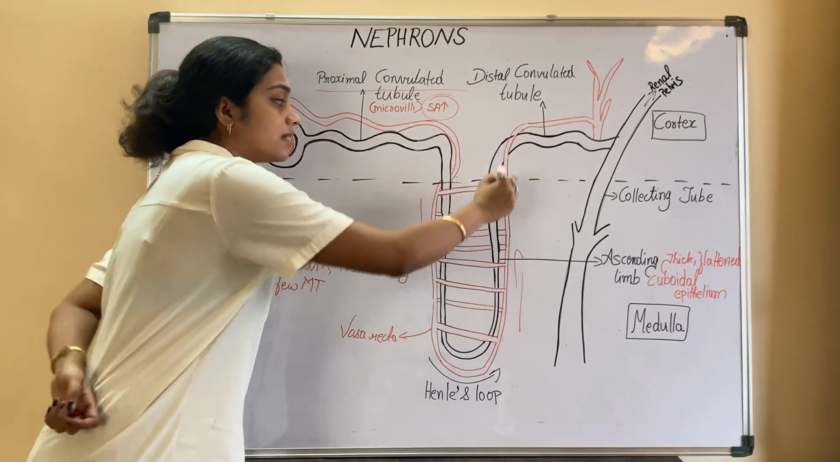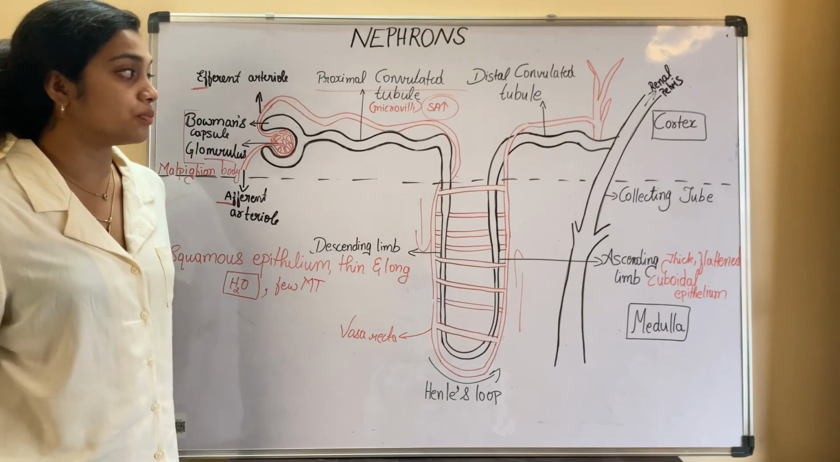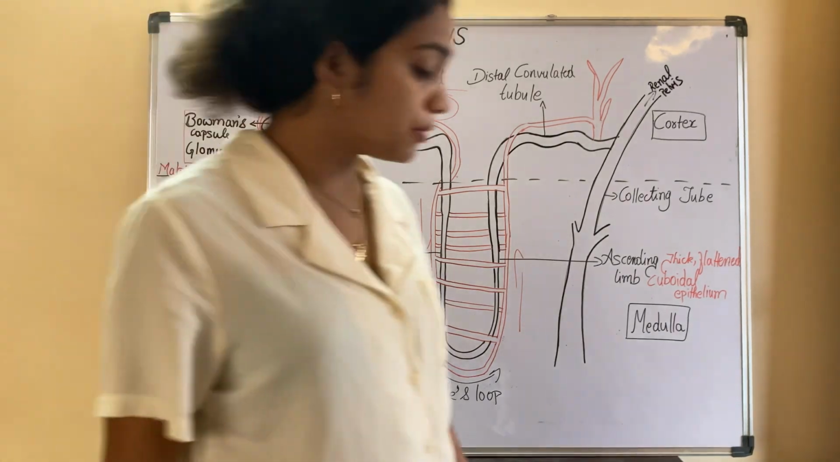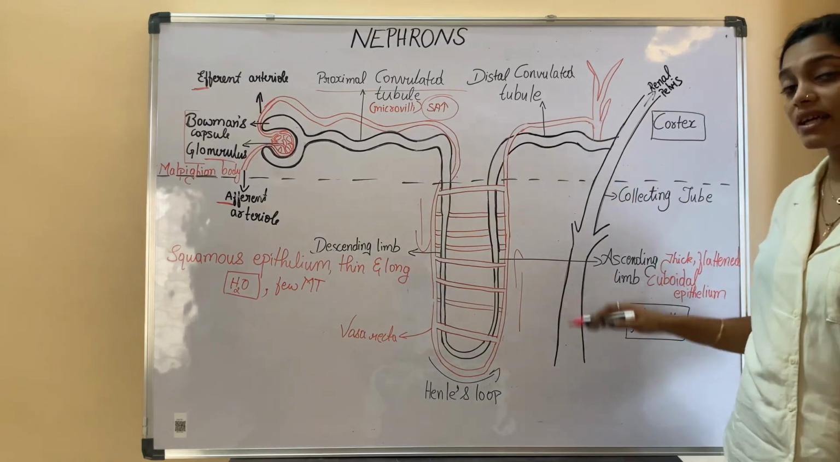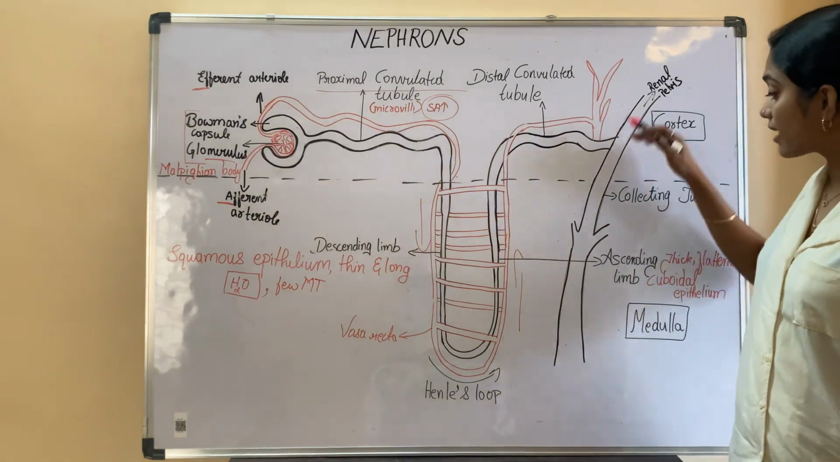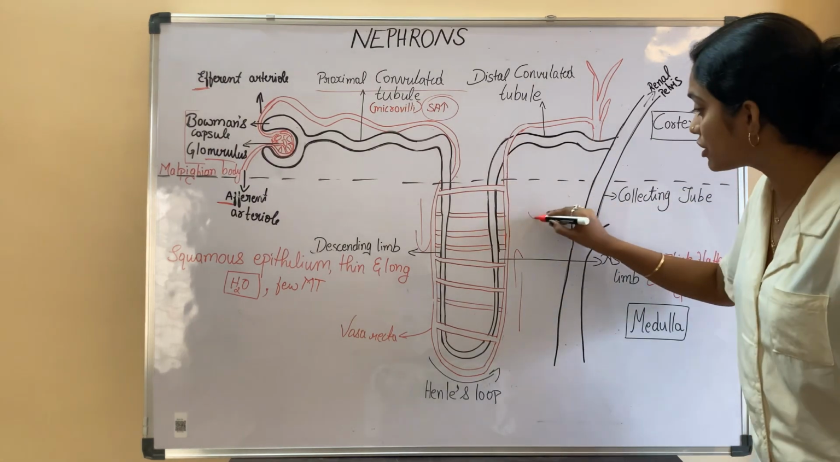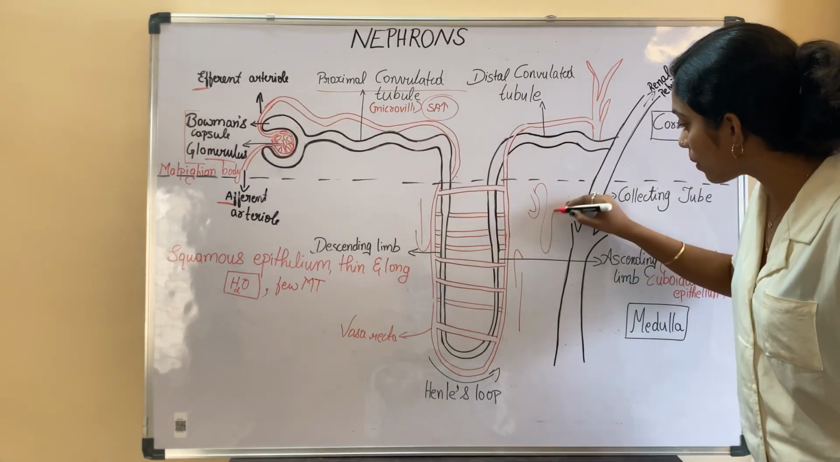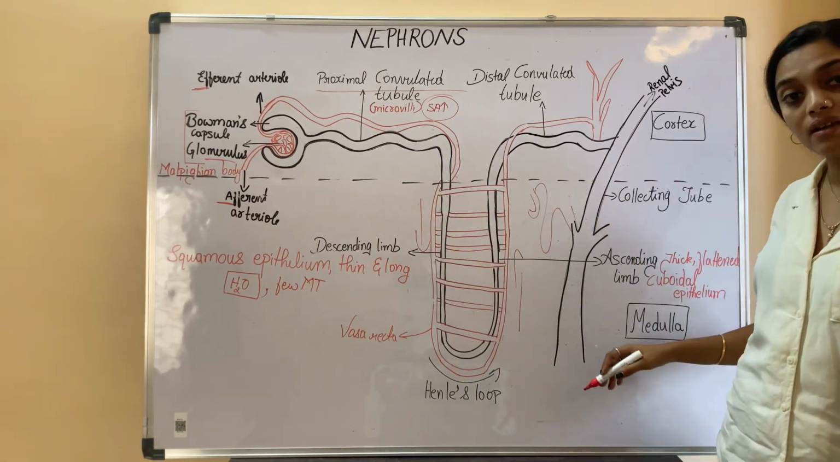Then the ascending limb is continued to form the distal convoluted tubule. The distal convoluted tubule then leads to the collecting duct. See the collecting duct, I have drawn one collecting duct, many nephrons. Imagine there are more nephrons which will coil and leave their secretions in this collecting duct.